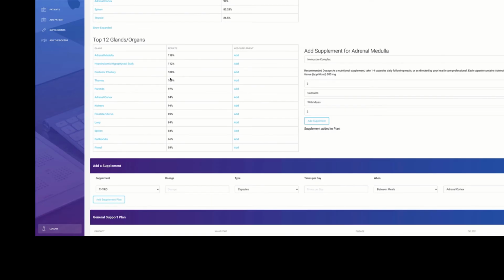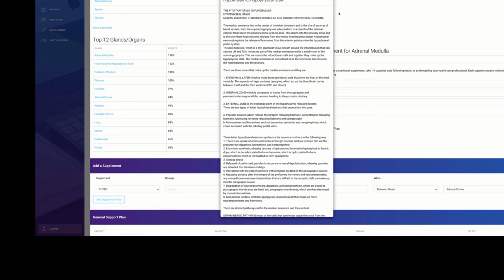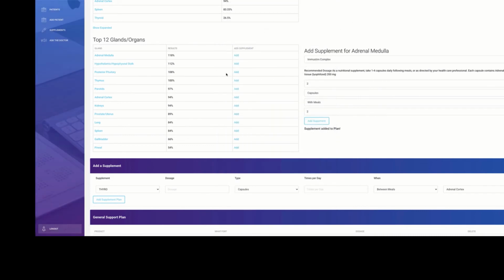Now the next gland below adrenal medulla was hypothalamic hypophyseal stalk. So if you want to know anything about that, you can click on that and you'll have a drop-down box, giving you a whole bunch of information on that particular gland or organ. Now to add a supplement, you would click on it, and now you'll see a whole bunch of supplements come up for the hypothalamic hypophyseal stalk.